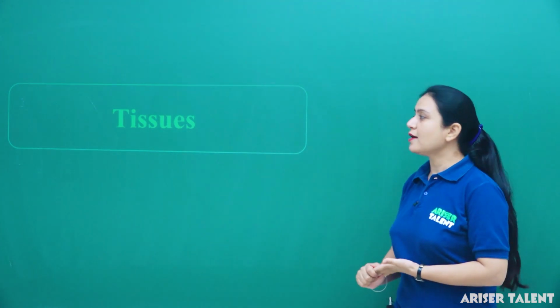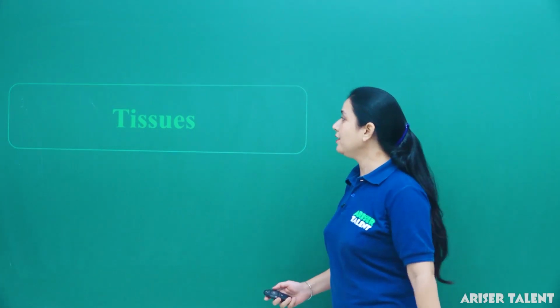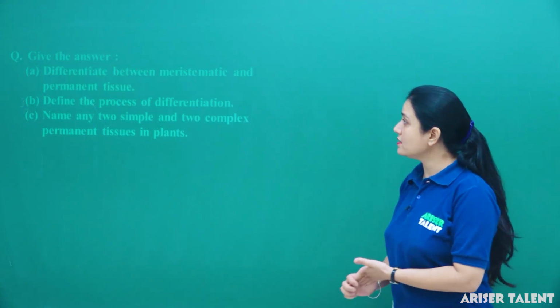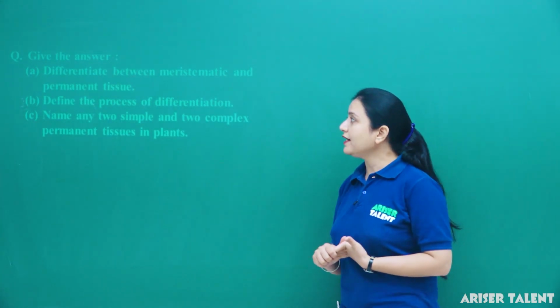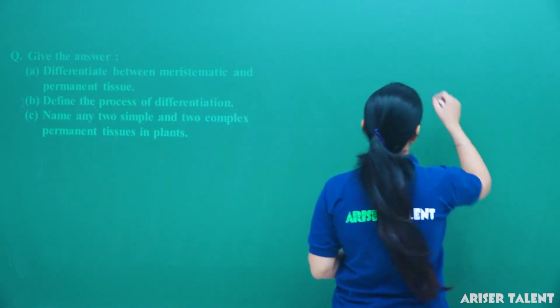As you know, we are studying the chapter tissues in which we have discussed some important questions of NCERT. Now again we are here with some more important questions of NCERT. So here we go: differentiate between meristematic and permanent tissue. So here we go with the answer.